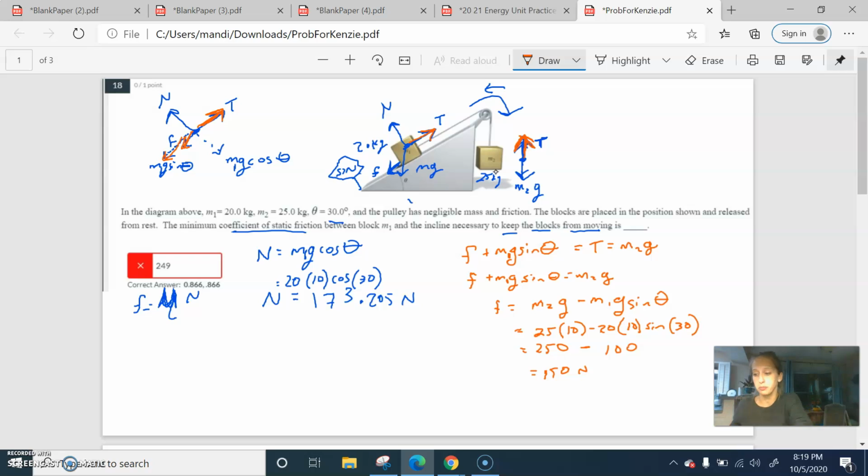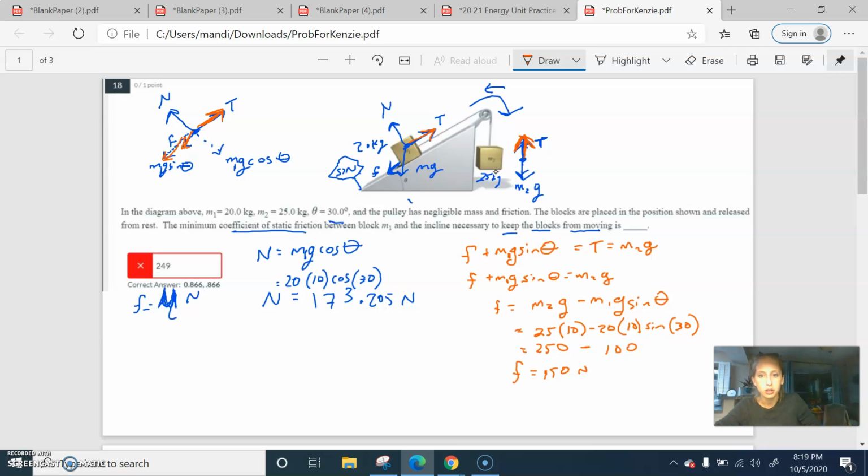I don't trust my mental math at all, even a little bit, so I'm also going to do it like this. Sine of 30 times 20 times 10. Ooh, that's 100. Okay, and then 25 times 10 minus 100. I got it right. That doesn't always happen. Okay, so the friction force equals 150.